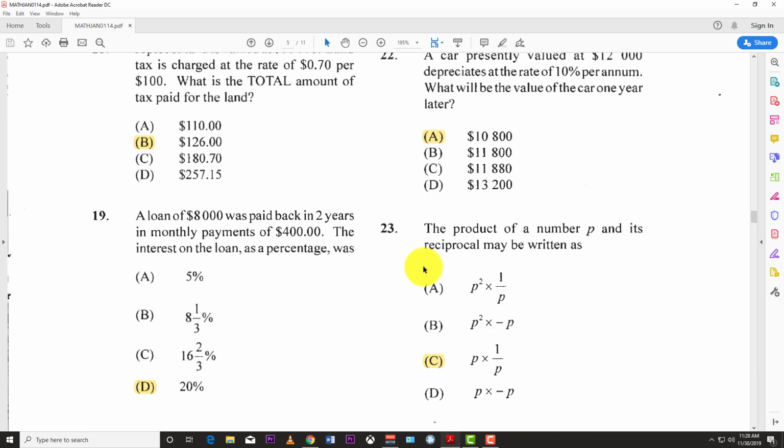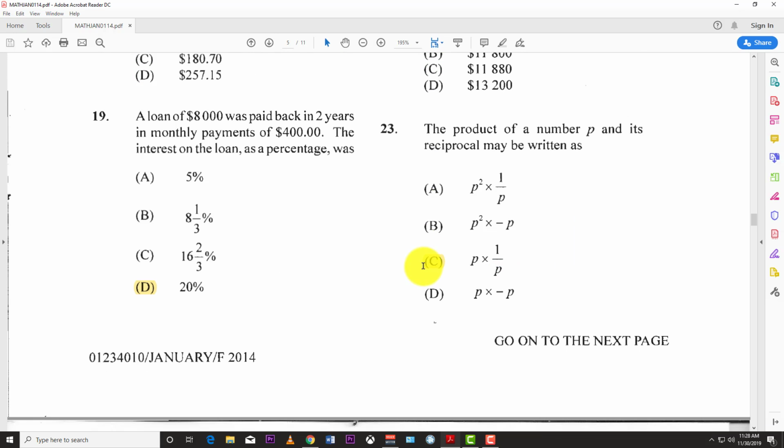Number 23. The product of a number P and its reciprocal may be written as, and the answer here is C, P times 1 over P. Again, the product of a number P and its reciprocal may be written as P times 1 over P. So the answer is C.